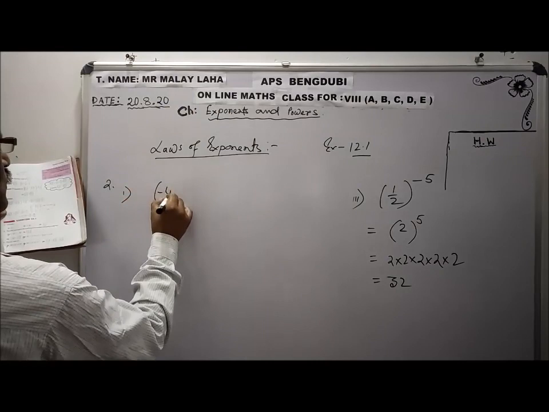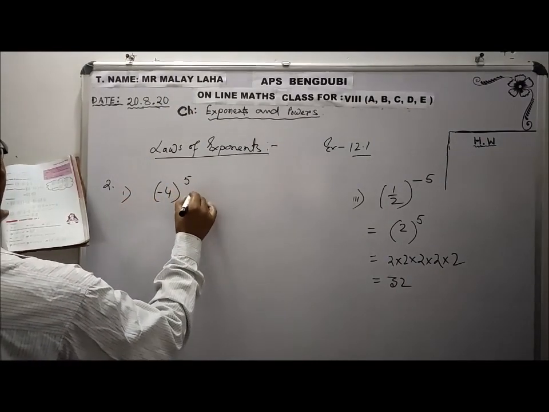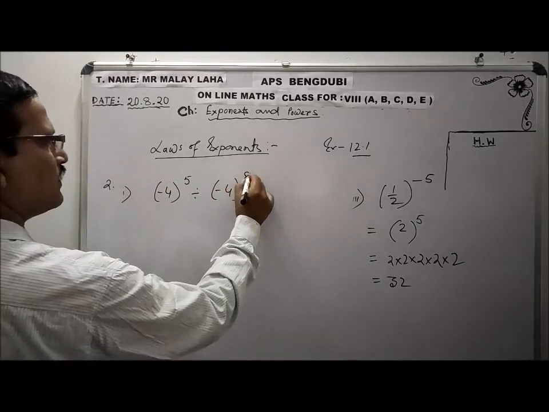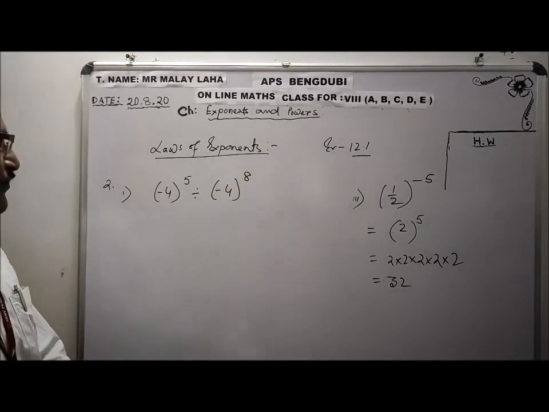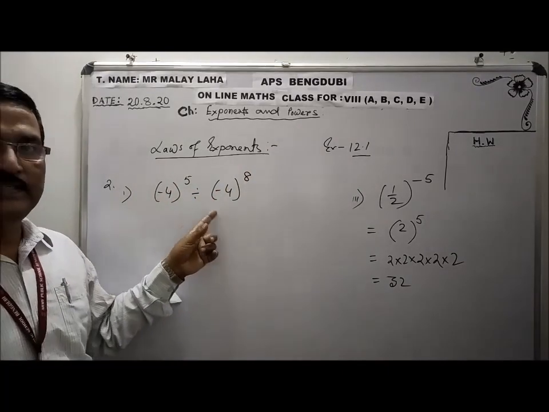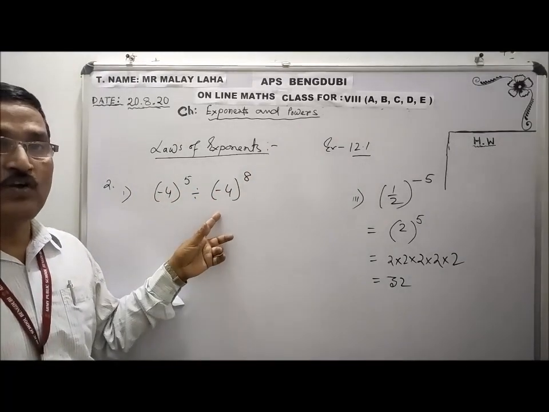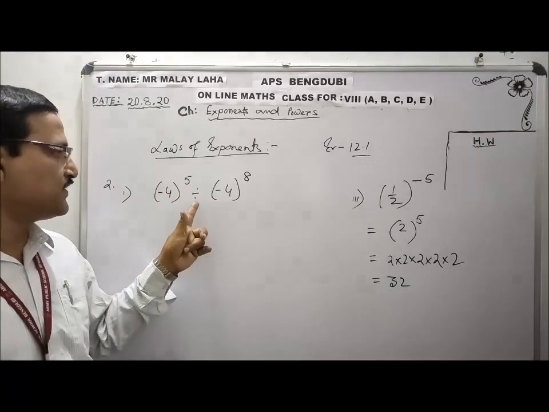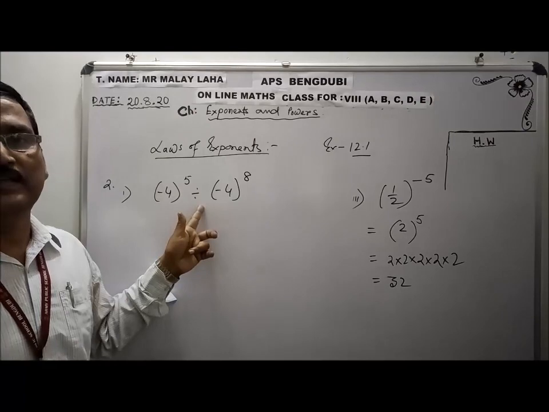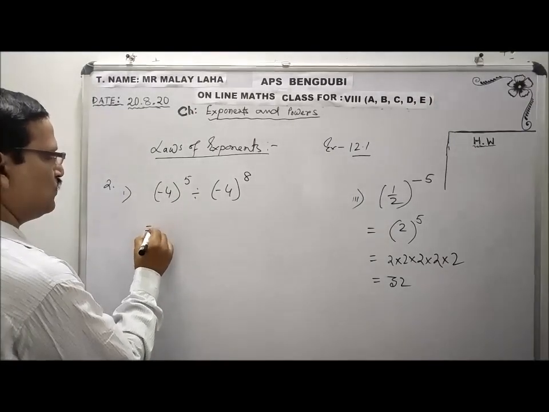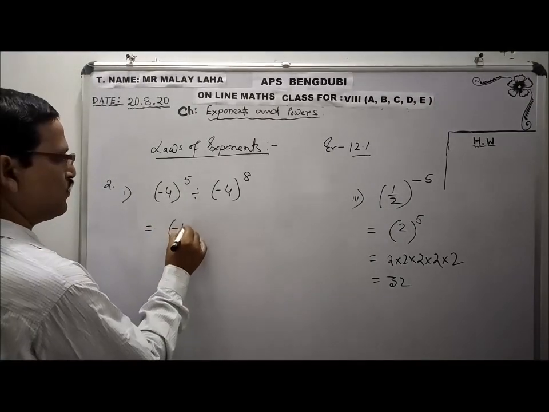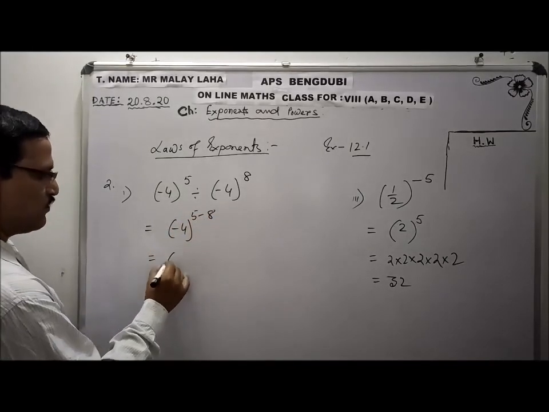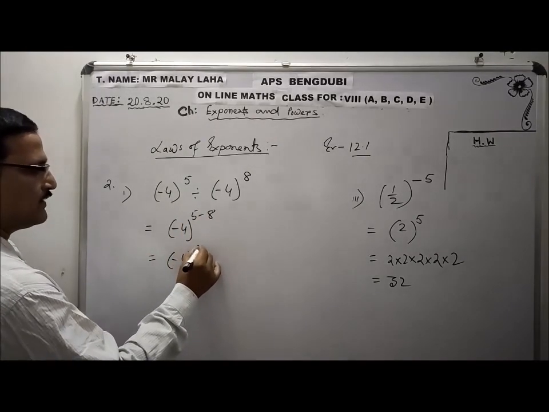Now question number 2, part 1. So (-4) raised to 5 divided by (-4) raised to 8. What is the similarity you are getting? Tell me. Base is the same. What is the second law? When two rational numbers have the same base and different powers, in case of division, we have to subtract the powers. So we write (-4) raised to 5 minus 8. So that will be equal to (-4) raised to minus 3.